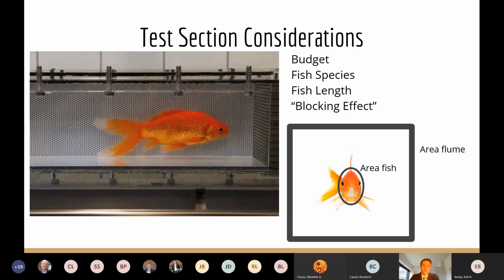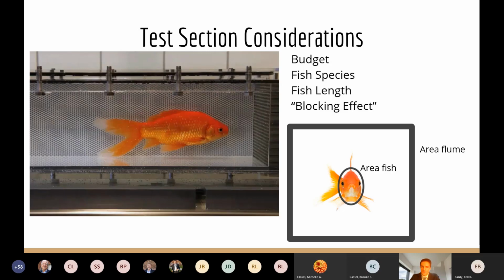And the last major consideration is what's called the blocking effect that fish have on a flume. When you put a fish into the test section, it takes up some of the area that's available for the water to travel through. Volumetric flow rate is going to be constant throughout the flume, so the water traveling around the fish ends up having to go faster to achieve that same flow rate.